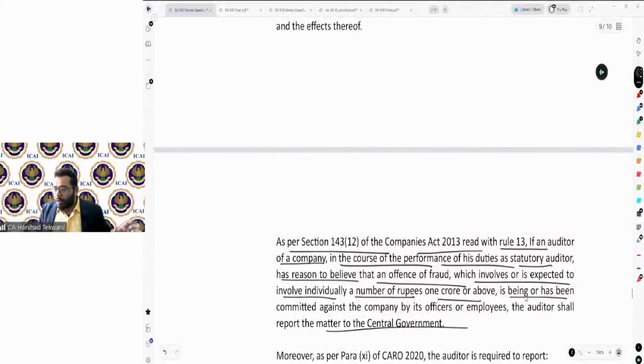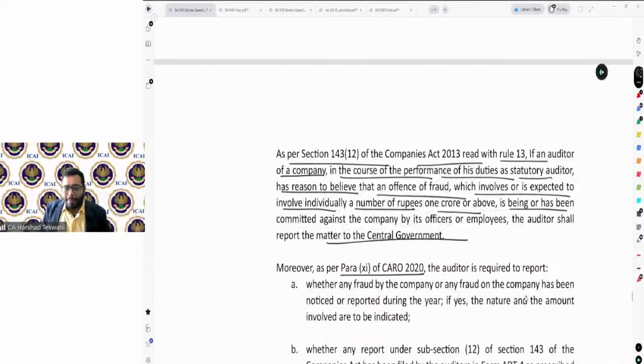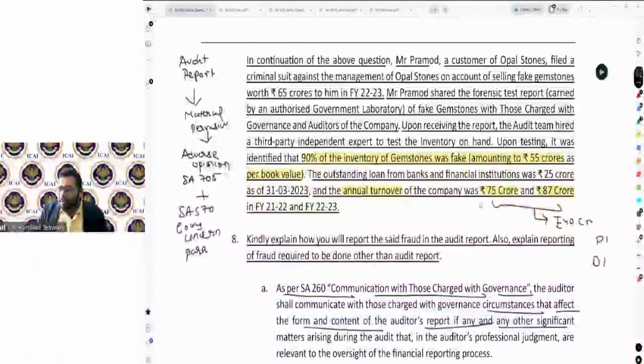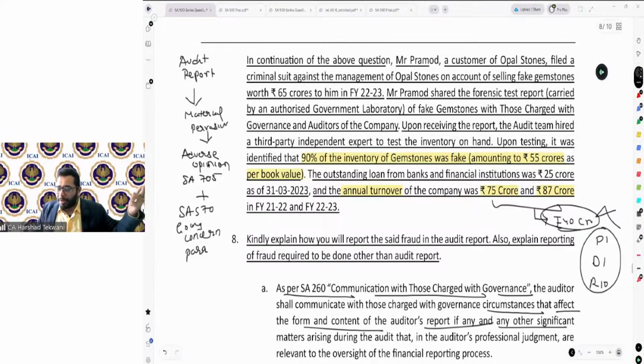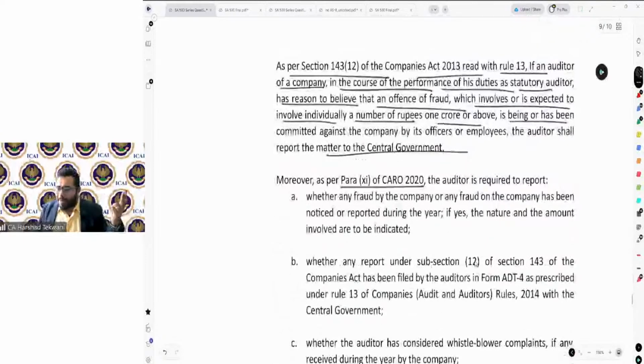So 143(12) plus CARO para 11. Why para 11? D1 R10. That is paid up capital less than 1 crore, debt less than 1 crore, revenue less than 10 crore. If that is the case, then there is an exemption for small private limited companies. If that is not the case, then there is an exemption for small company, but both are not applicable because it's not a small company from the turnover side. It is not falling under the exemption of private company. Hence, CARO will be applicable.